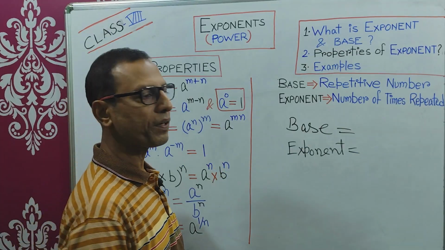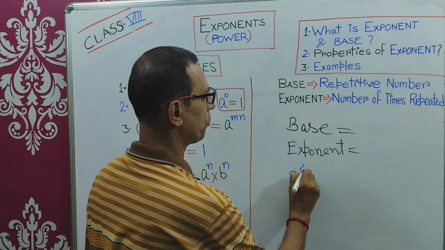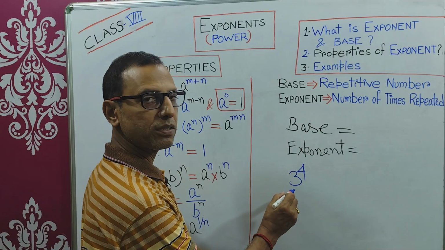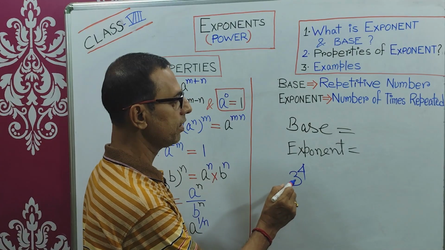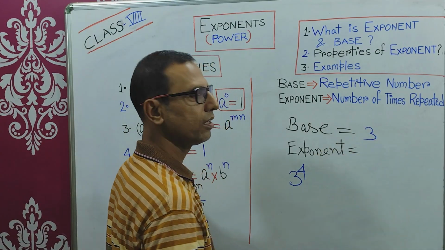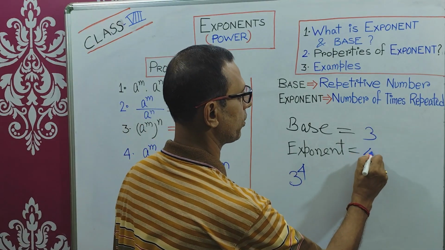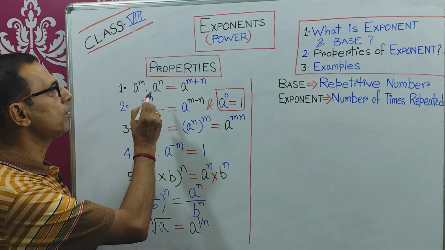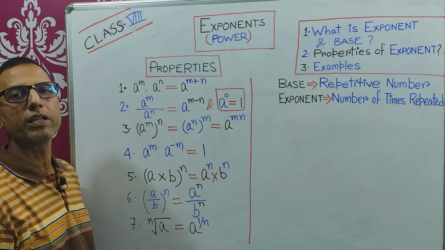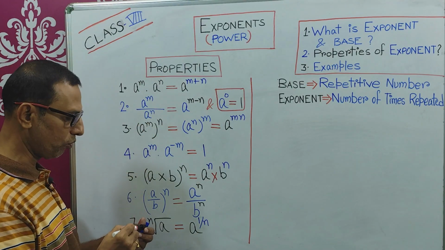Okay. So if I say 3 to the power 4, what is the base? Which number is repeated? That means the base is 3, 3 is repeated. How many times repeated? 4 times, that 4 is the exponent. Now we will learn a few of the properties of exponent or power. What are those properties? I will go one by one.